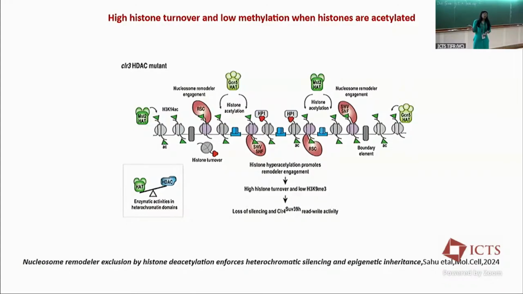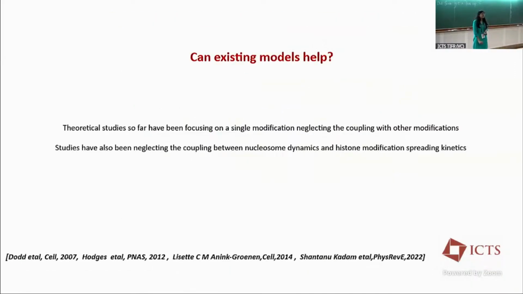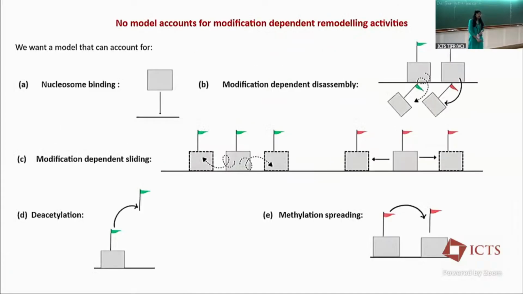We wanted to model such a phenomenon, and the question we asked is, can existing models help? The answer is no. This is because almost all the existing models in the literature focus either on histone modification spreading kinetics or on nucleosome dynamics. None of the models actually consider both. So here comes the need for a model to account for the following.